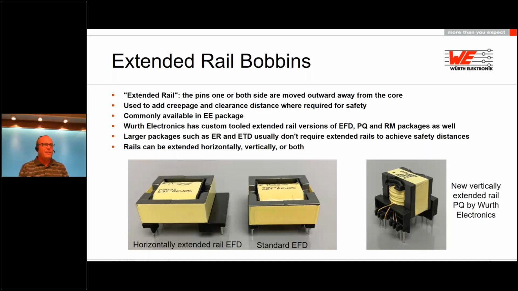All right, before we start discussing those individual packages, we're going to define a couple more terms. The first one is extended rail bobbin. Extended rail bobbins are used to increase the creepage and clearance distance in applications where safety standards need to be met, especially on small core sizes. While there are some standard extended rail bobbins available, these often need to be custom designed for each application. Still, using extended rails is a very effective way to address the safety distance challenges.